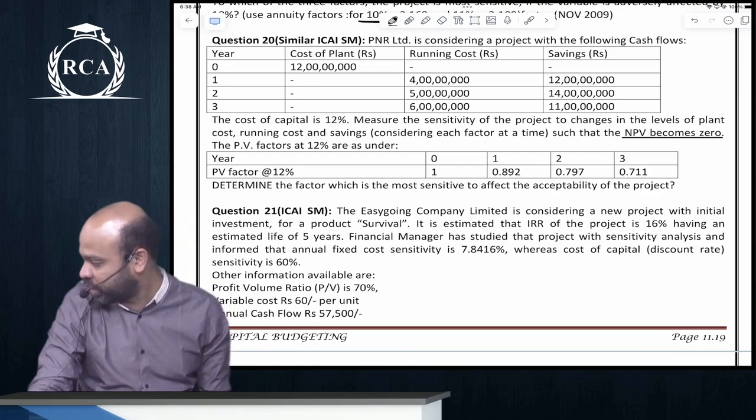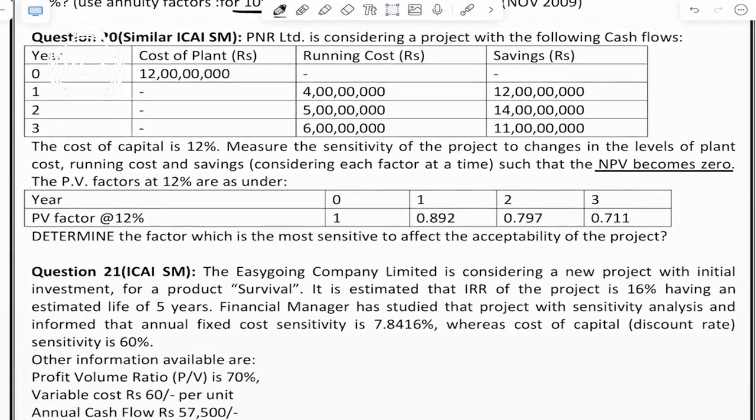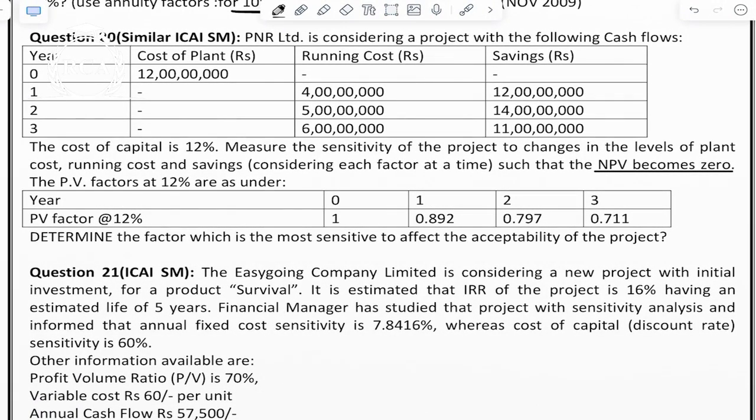All of you, beta, compute the existing NPV. Online students, you also do it, beta. In case you have any doubts, you can ask.